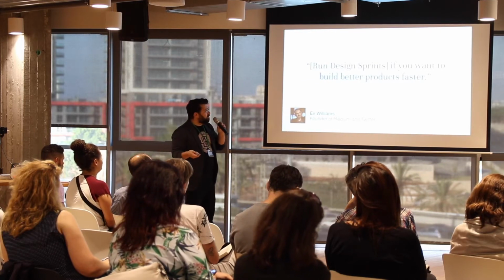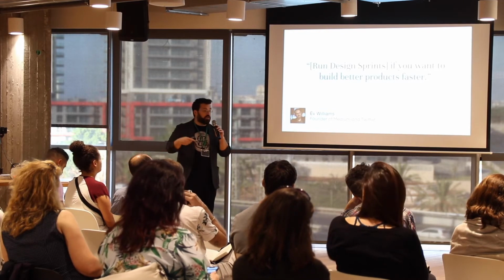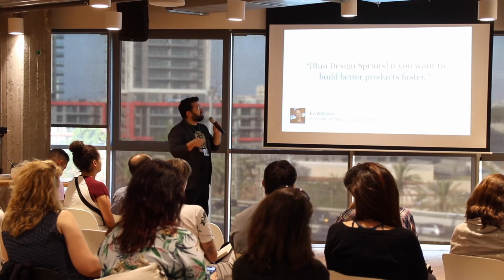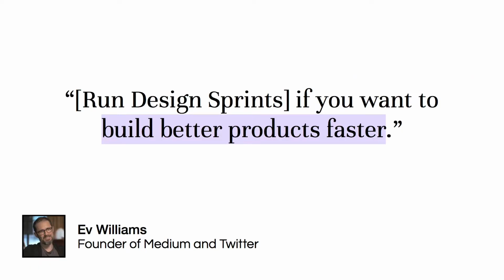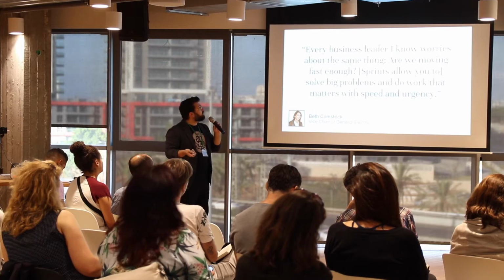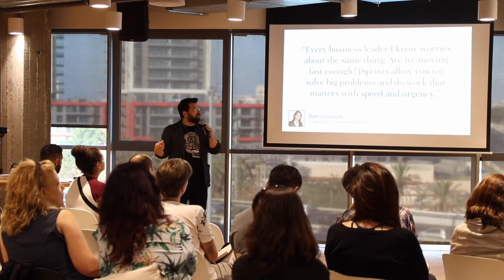So this is Ev Williams from Medium and Twitter. He ran a design sprint with Medium with the creator of the design sprint, Jake Knapp. And he said if you want to build better products faster, basically use this process. This is the chair of General Electric, basically saying every business leader I know is asking themselves, are we moving fast enough? And design sprints introduce speed and urgency while still keeping up quality.